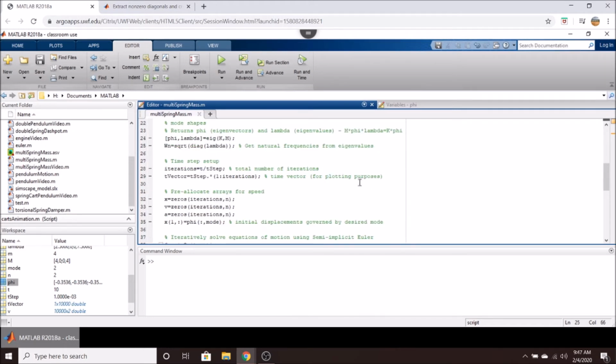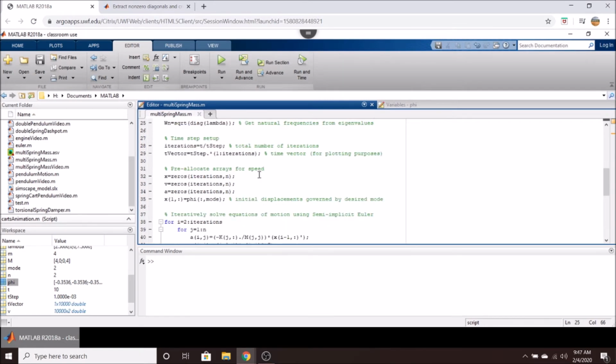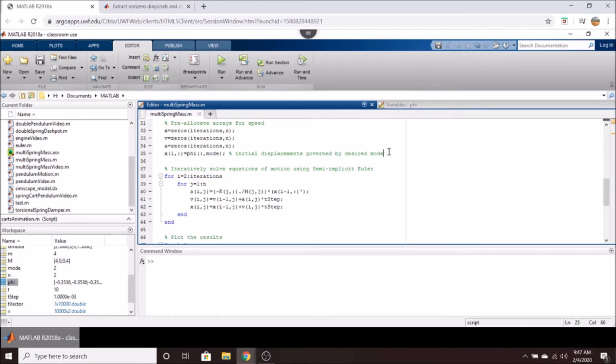So we've successfully solved the eigenvalue problem here, and so now it's time to iteratively solve for the motion of these carts using Euler's method. And so we set up a little bit of time step stuff, get our total number of iterations, and then set up a time vector for plotting. Then I'm going to pre-allocate my position, velocity, and acceleration vectors, and the initial displacements of this motion will be governed by our desired mode. So if you're looking for the nth mode of oscillation, then we're going to take the nth column of our eigenvectors as our system's initial displacements.